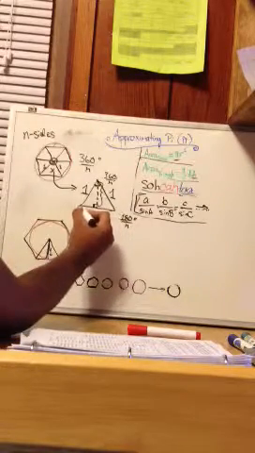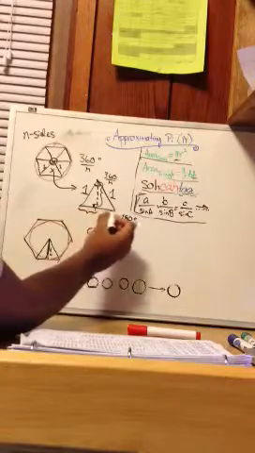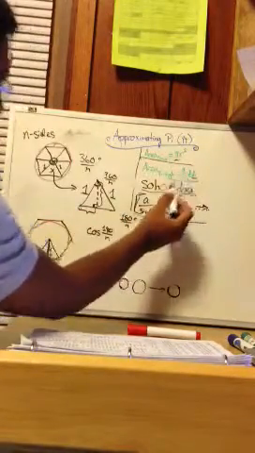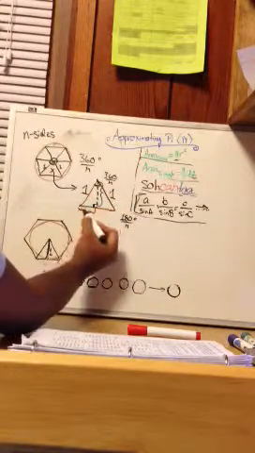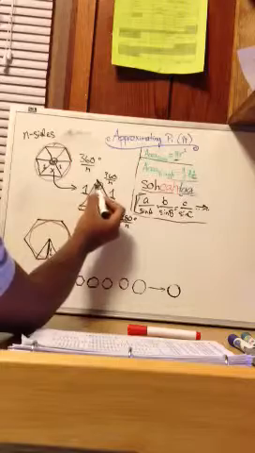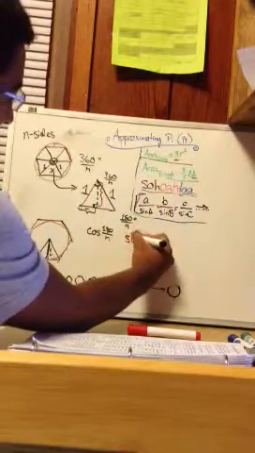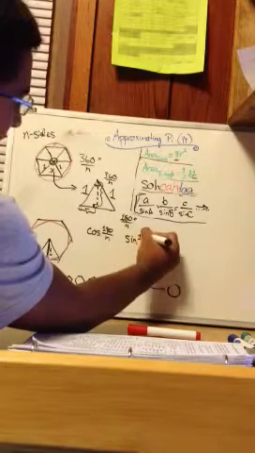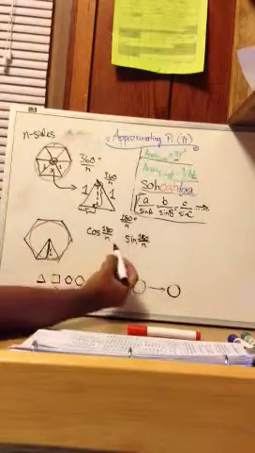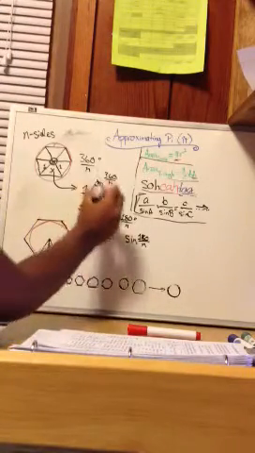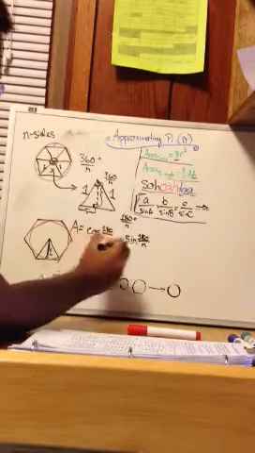Now, this segment here is exactly half of the overall base, which is exactly what we want. So we're going to say that this segment over here is the opposite of this angle, and we have the hypotenuse, so we're going to use sine. So the length of that segment would be sine of 180 over n.